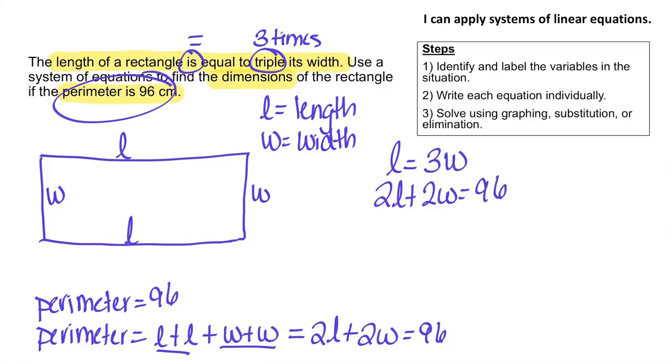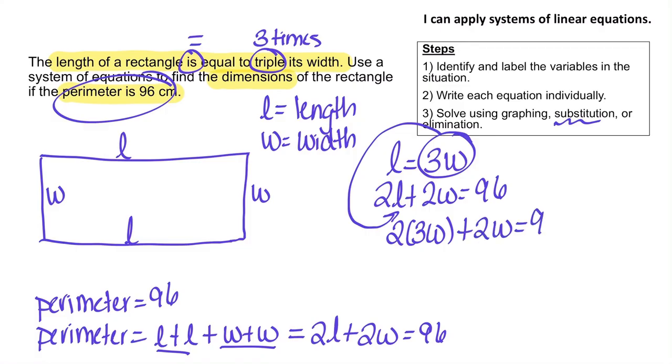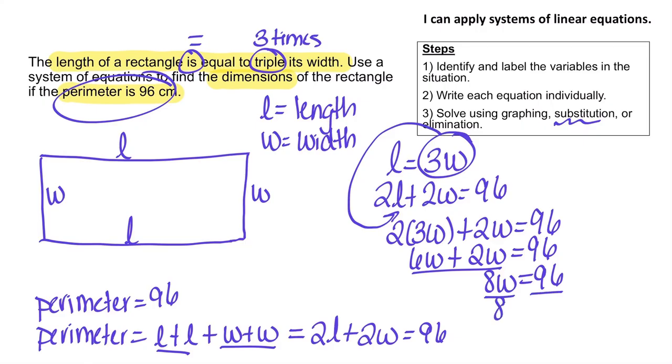So now let's think about how we're going to solve this system of equations. We don't want to use graphing because it's not in y equals mx plus b form, but we can use substitution because this equation is already solved for L. So I'm going to substitute 3W into this equation where I have L. So I have 2 times 3W plus 2W equals 96. Well, 2 times 3W is 6W, so I have 6W plus 2W equals 96. 6W plus 2W combine to give me 8W equals 96. Now to solve for W, I'm going to divide both sides by 8. That gives me W equals 96 divided by 8, which is 12.